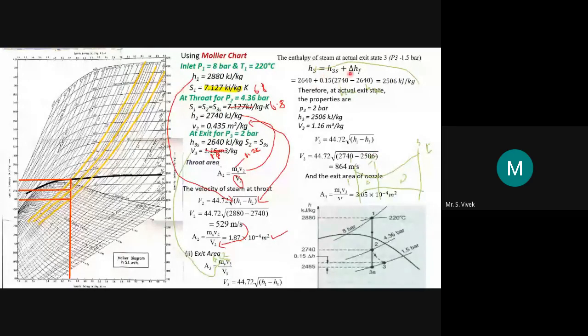So the difference will be like this: 2640, which is the H3s value, plus 0.15, which is given in the problem, into (H2s, that is 2740, minus H3s, which is 2640). You will get 2506. That is the correct answer.